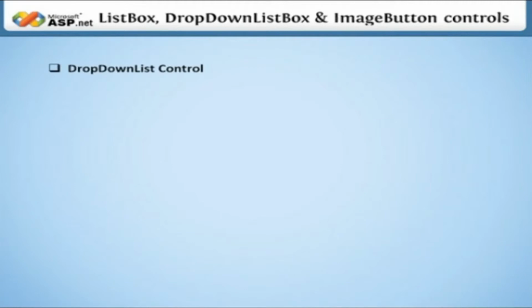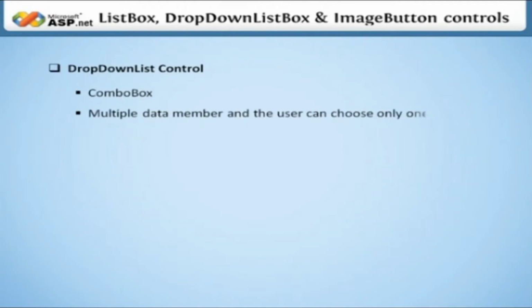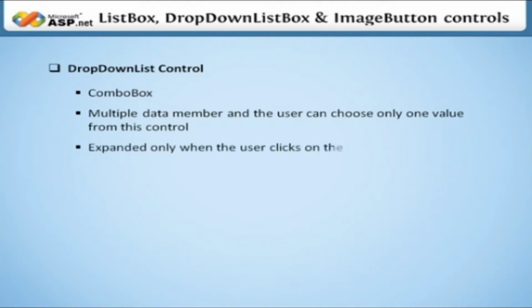Drop-down listbox. Drop-down listbox is also known as combo box. It contains multiple data members, and the user can choose only one value from this control. The list is expanded only when the user clicks on the control, so it saves a lot of GUI space.